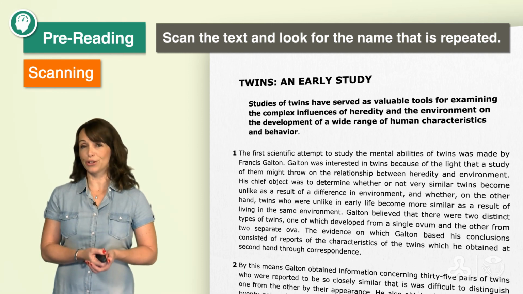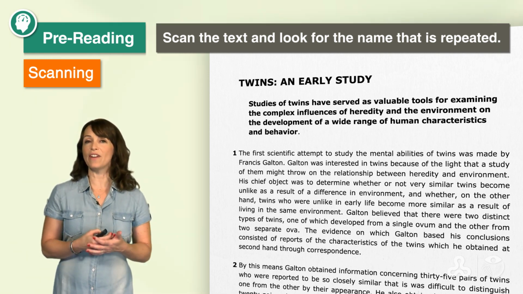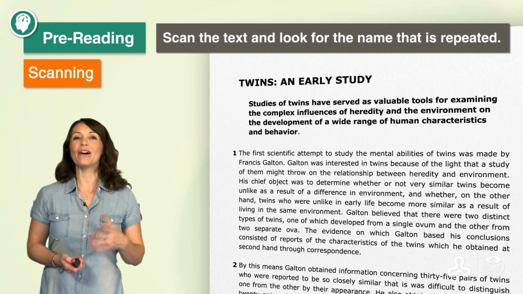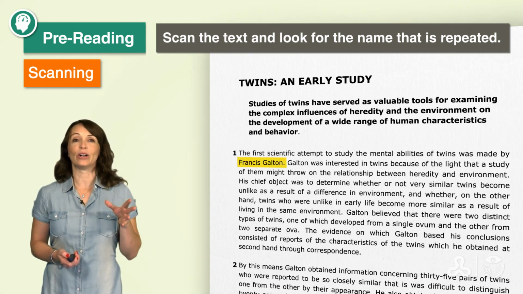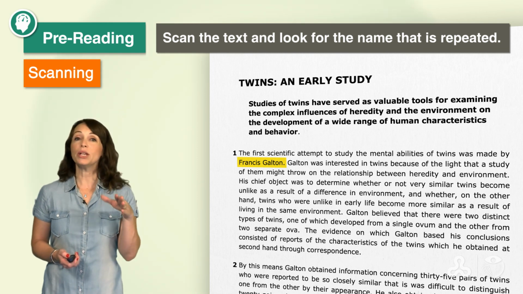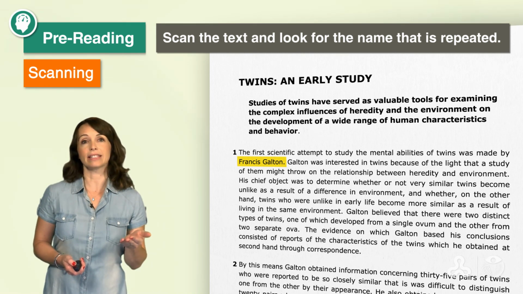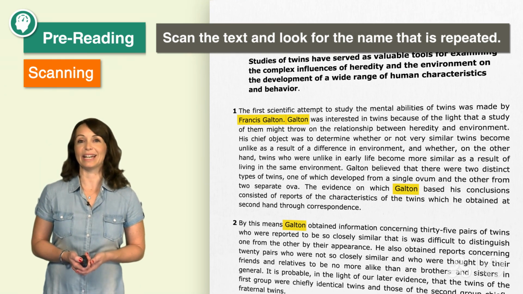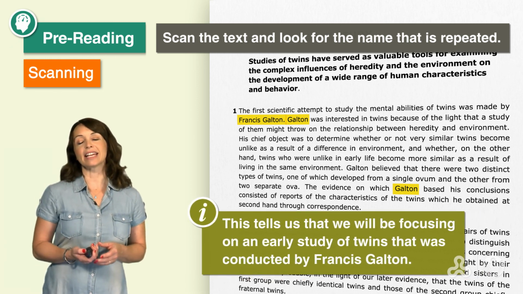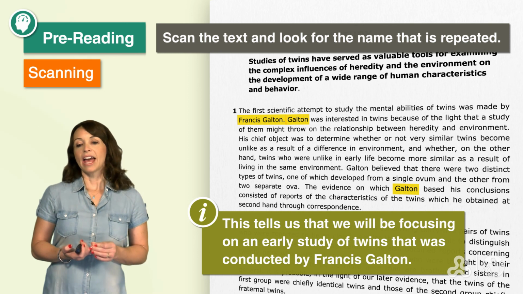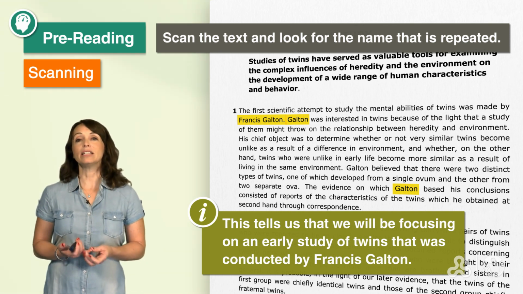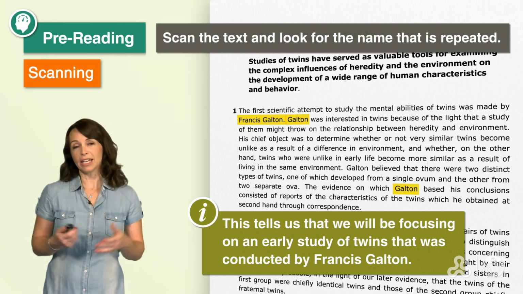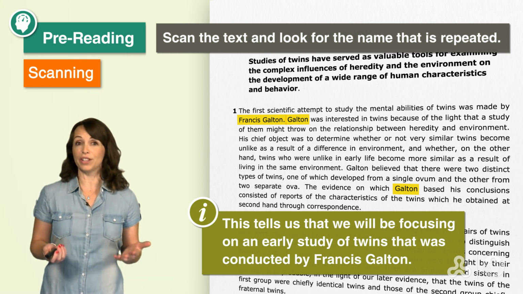We're going to pause now for a second and quickly scan the text and find the name that's repeated. Okay, so as you can see, the name Francis Galton already jumps up. We've already read this in the first sentence of the text. Now, if you keep on looking throughout the text, the name Galton appears many, many times, okay? So this, of course, tells us that we will be focusing on an early study of twins that was conducted by Francis Galton. And remember the name Francis Galton because he's an important person in the field of twin studies and actually in other fields as well.